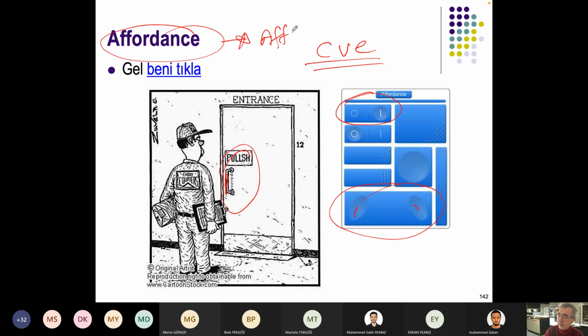Affordances in user interfaces. In user interfaces, affordance means please click me, please use me this way. So telling something by appearance, by behavior, so that the object is used in a correct way.